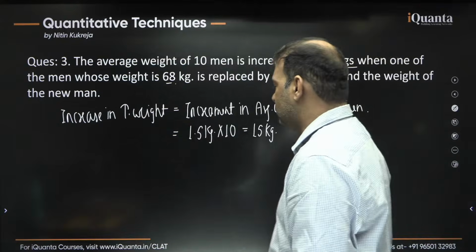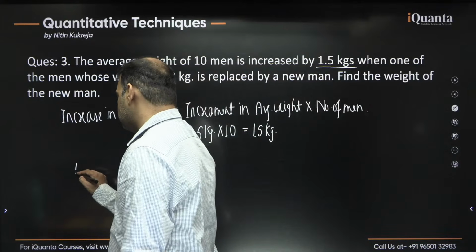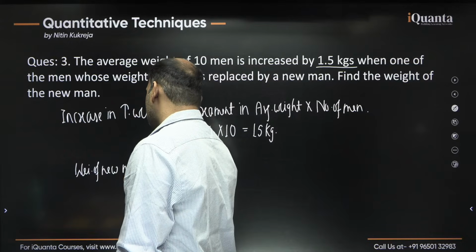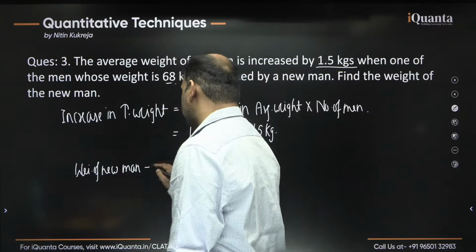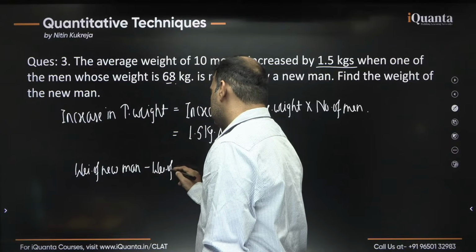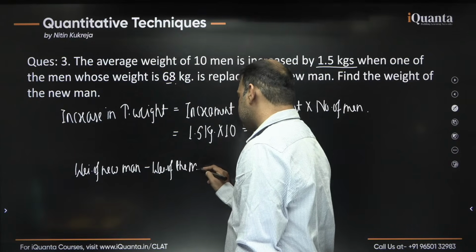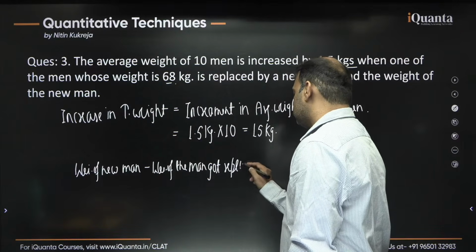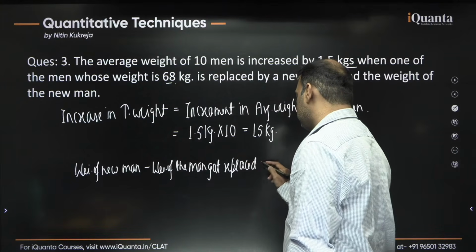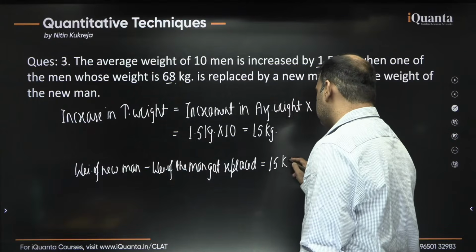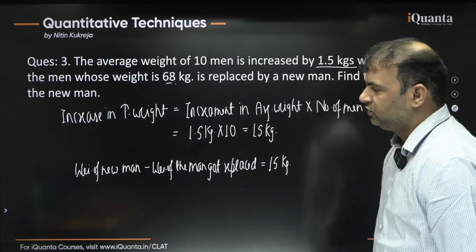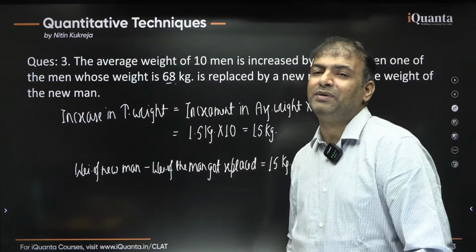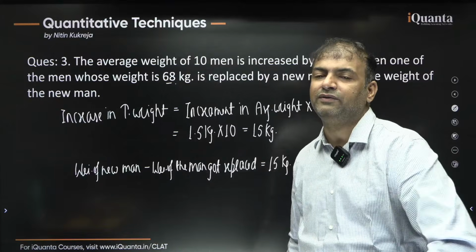So we can say what? The weight of the new man, we can actually write here, the weight of the new man minus the weight of the man who got replaced should be 15, right? We can simply say that it should be 15 kgs. Why? Because the increase in weight is happening because of the new man who has replaced the old man. Very obvious, right?